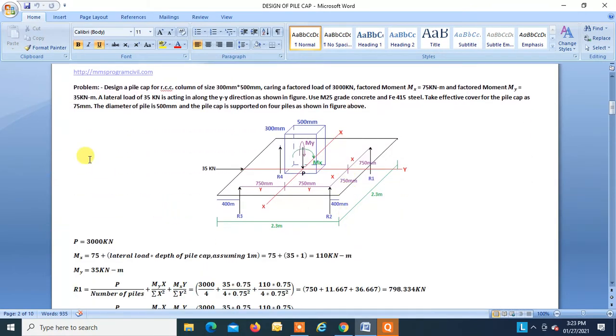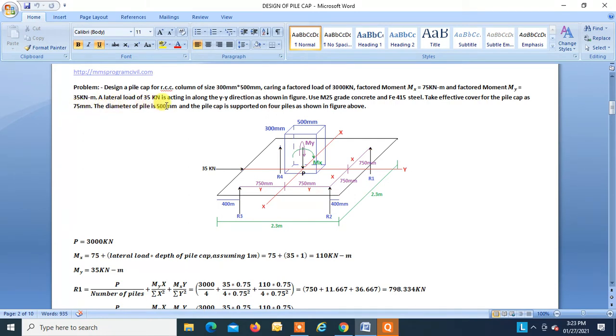Now let us take a problem. Design a pile cap for an RCC column of size 300 by 500 carrying a factored load of 3000 kilonewton, factored moment Mx 75 kilonewton meter, factored moment My 35 kilonewton meter, and a lateral load of 35 kilonewton acting along the y direction as shown in the figure. Please use M25 grade concrete and Fe415 steel. Take effective cover for the pile cap as 75 mm.